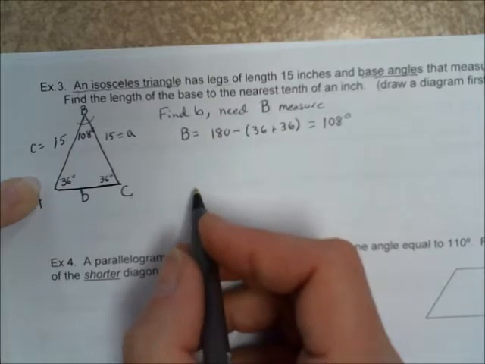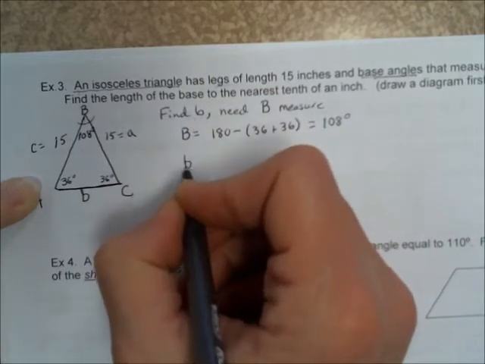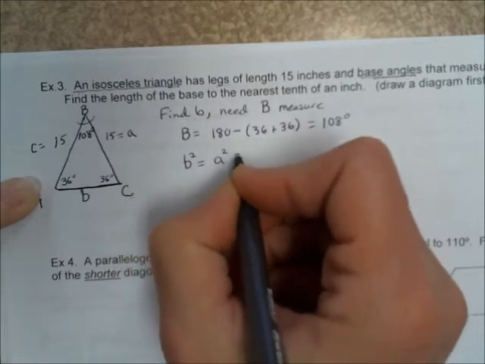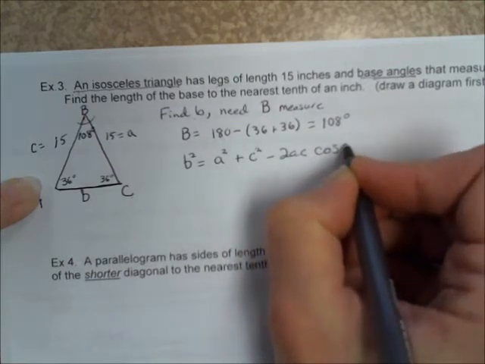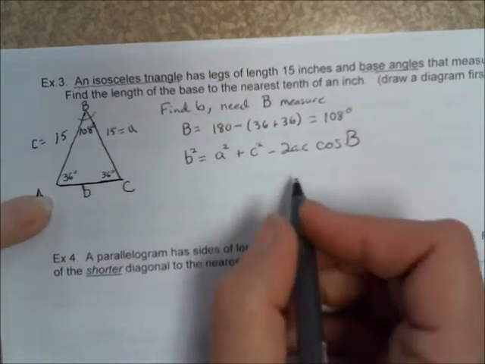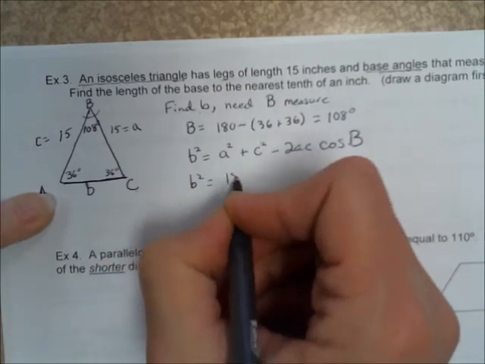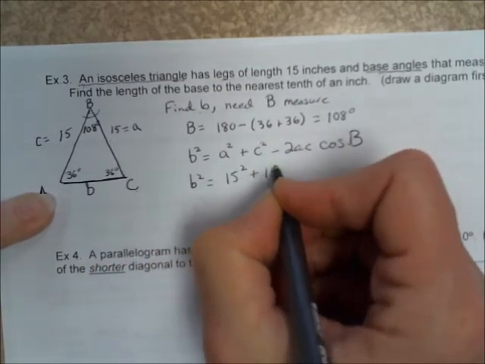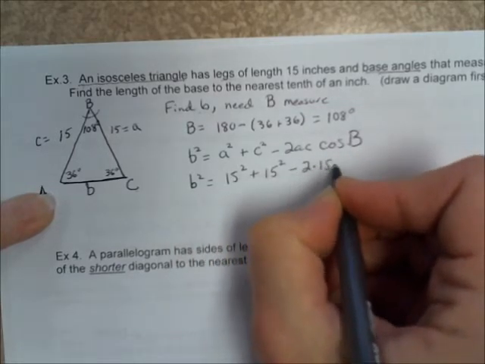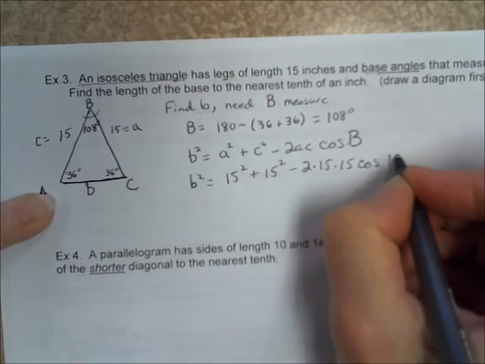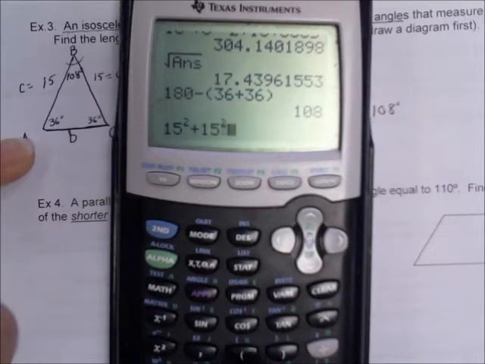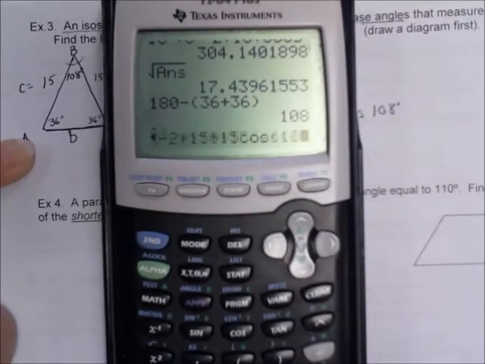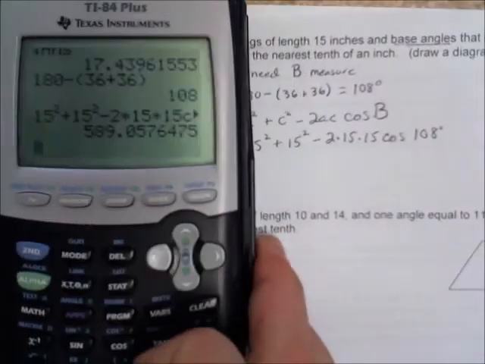So now we have everything we need to use the law of cosines to find b, which says b squared is the other two sides squared and added together, minus 2 times a times c times the cosine of big B, which now we know. a squared is 15 squared, c squared is another 15 squared, minus 2 times 15 times 15 times the cosine of 108 degrees. Put that in our calculator, 15 squared plus 15 squared, minus 2 times 15 times 15 times the cosine of 108. And it looks like it's 589.